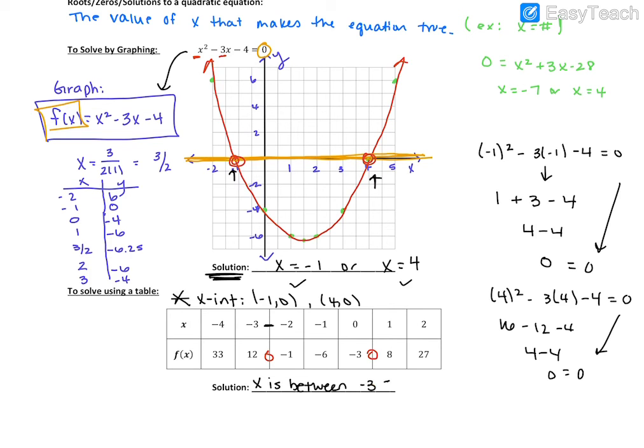So the way that we write these ones, we can say x is between these two numbers, negative 3 and negative 2. Or x is between 0, between these two numbers, because this is your x. X is between 0 and 1. Those are your solutions.